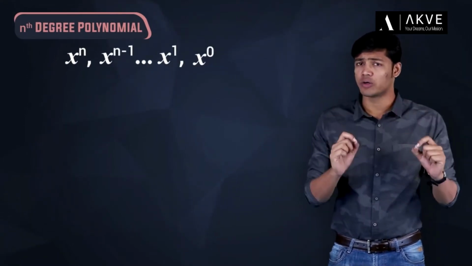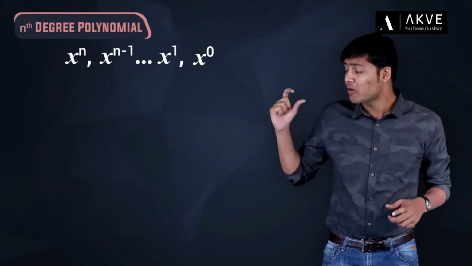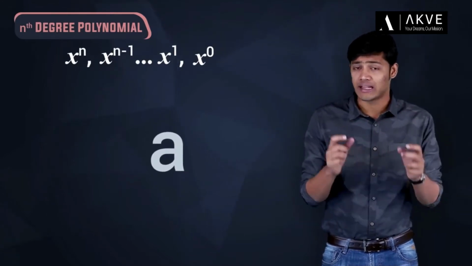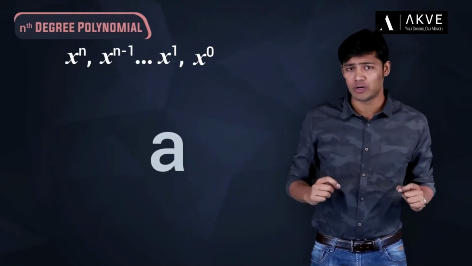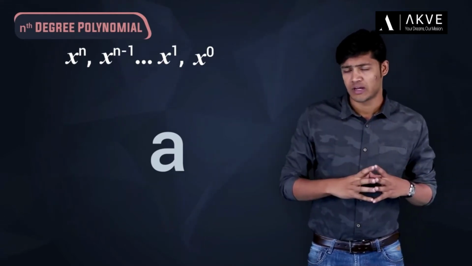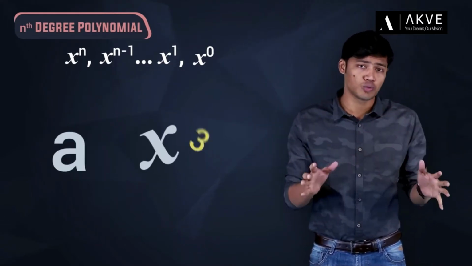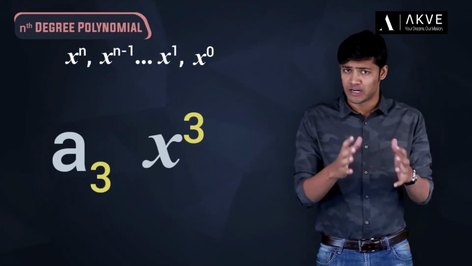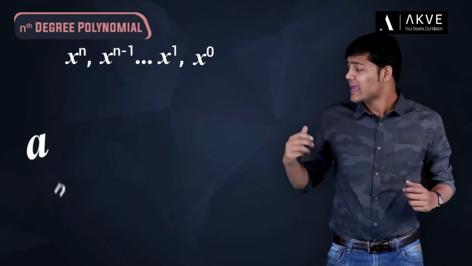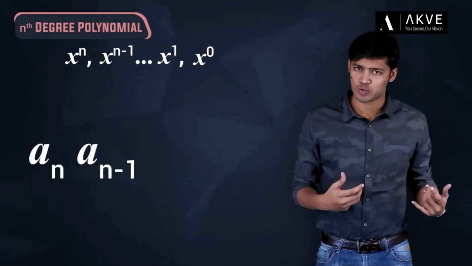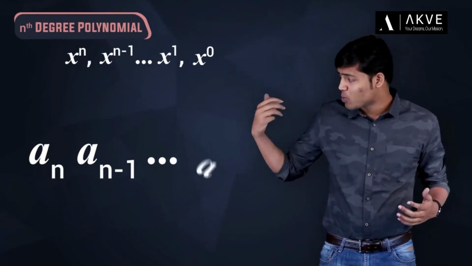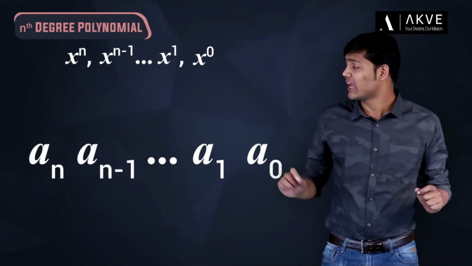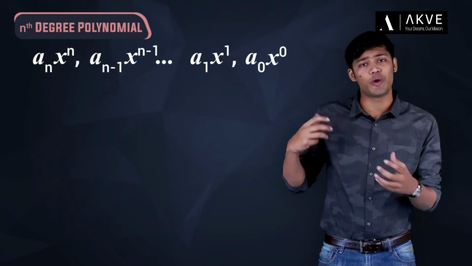First of all, we take a look at each variable and the power of that variable. Now, we will take any letter a and then we express the power of the variable as a subscript to this letter. That is, for the term having x cubed as the variable, the coefficient will be a subscript 3. Similarly, all the coefficients would be a subscript n minus 1, and so on, a subscript 1 and finally a subscript 0. Now, we will multiply each coefficient with its respective variable.